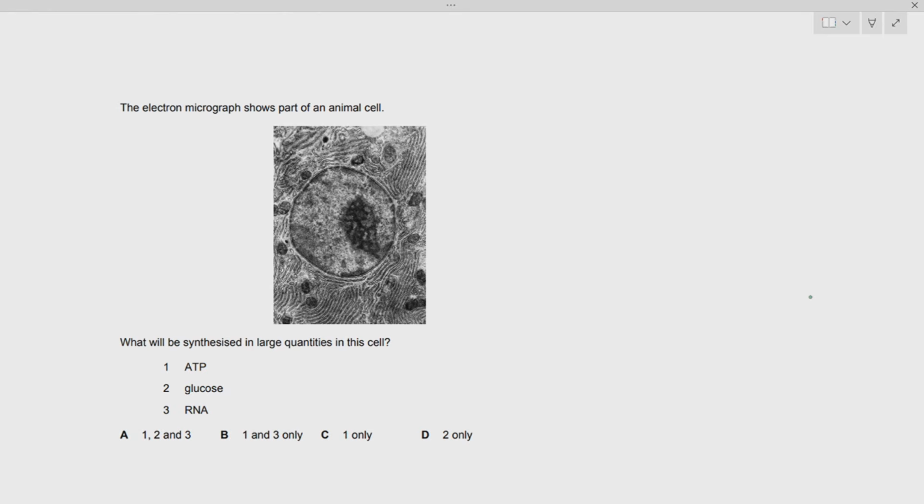The last question over here is the electron micrograph shows part of an animal cell. And in this animal cell over here, let's highlight some of the important parts. The first most important area I'm highlighting is in yellow. That is definitely the nucleus. All right. And if you actually zoom in, you can see the double membrane. And what will be synthesized in large quantities in this cell?